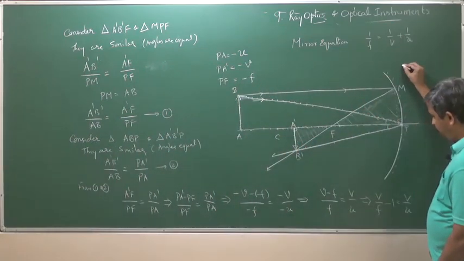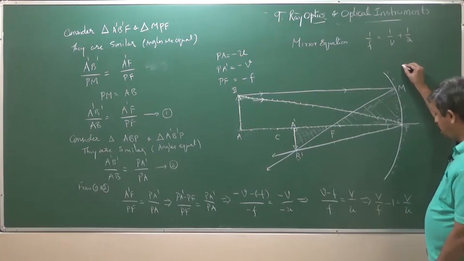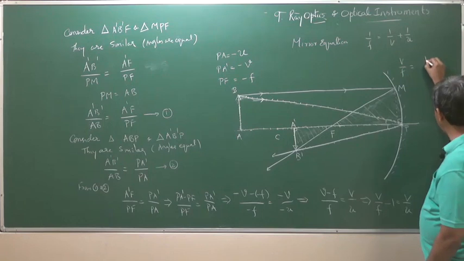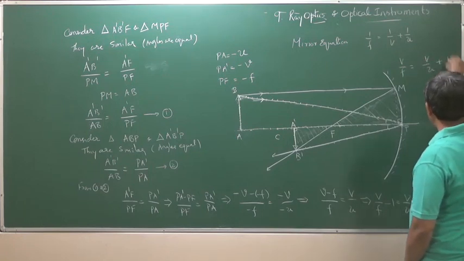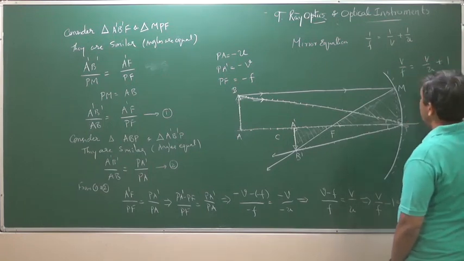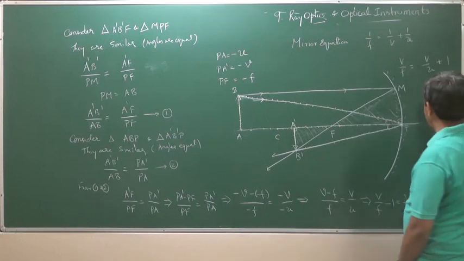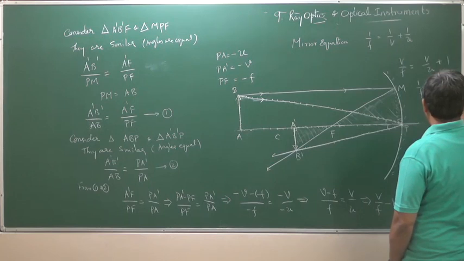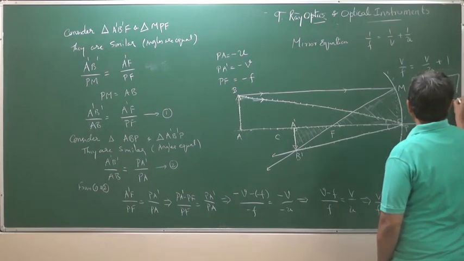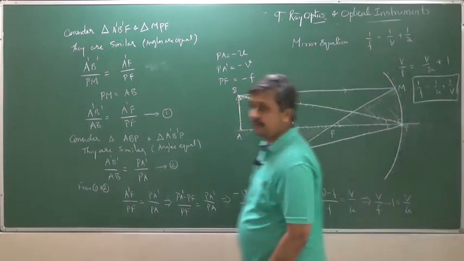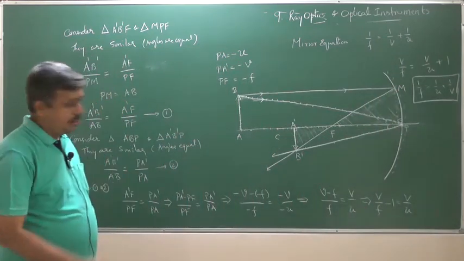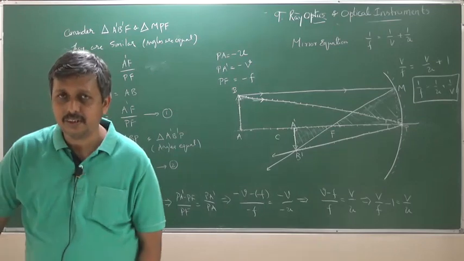V by F is equal to V by U plus 1, or I will basically divide everywhere by V. 1 by F is equal to 1 by U plus 1 by V. This is the formula, that mirror equation that we derived. Okay, so you understood now this very simple derivation.